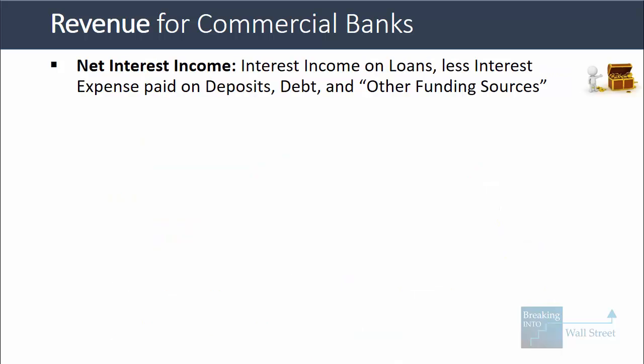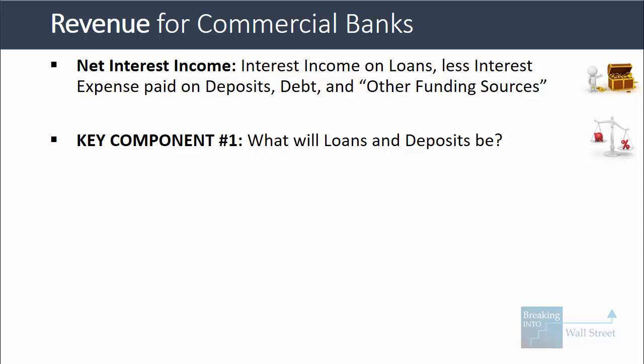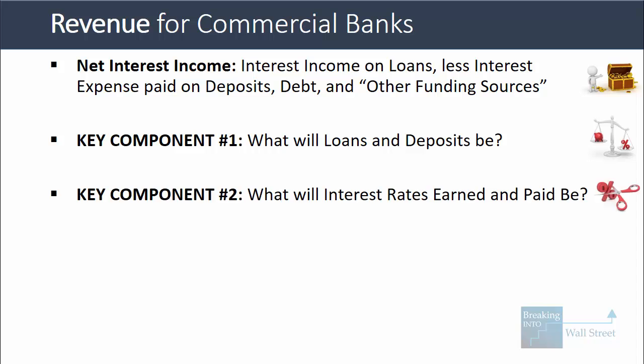So net interest income, as I just said, consists of the interest income earned on loans minus the interest expense paid on deposits, debt, and other funding sources. So the key component to revenue, number one, is loans and deposits. You have to know what loans and deposits are going to be, or else you cannot possibly estimate something like net interest income. And then key component number two is what the interest rates will be. So how much is the bank earning on its loans and how much is it paying out on its deposits and debt and those other funding sources?